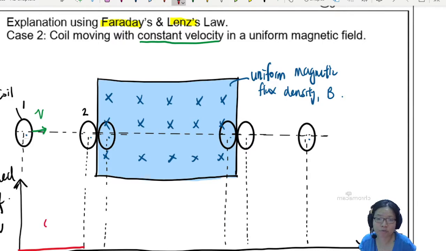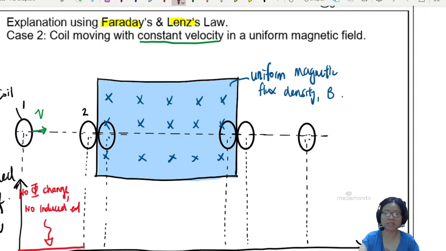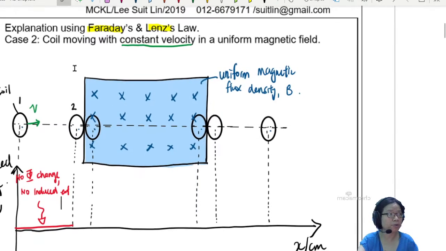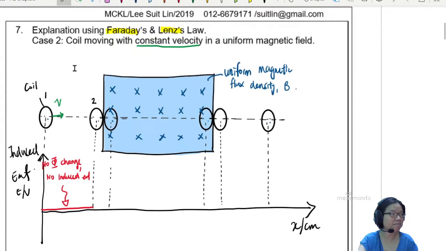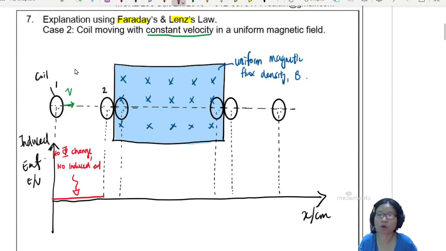At this part, if you want to write an explanation, you could say there is no flux change, so no induced EMF. This is essentially what we are drawing: induced EMF against the position of the coil. You couldn't see the bottom one, so let me zoom out a bit. At this first part that I drew, 1 to 2, there is no flux change, so there's no induced EMF. This is position 2.